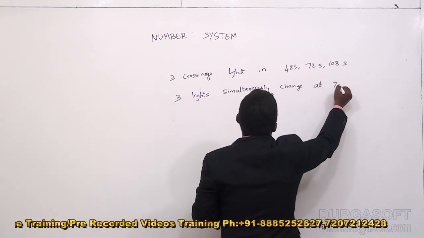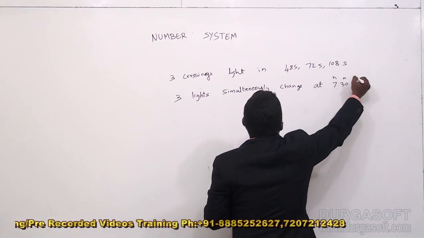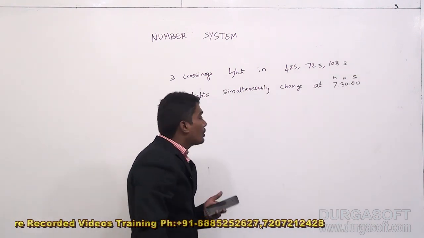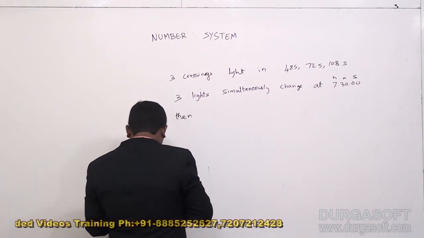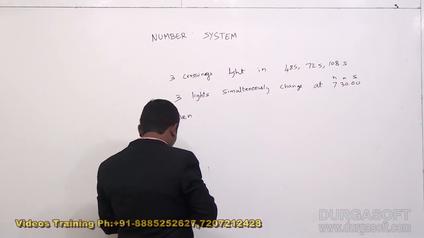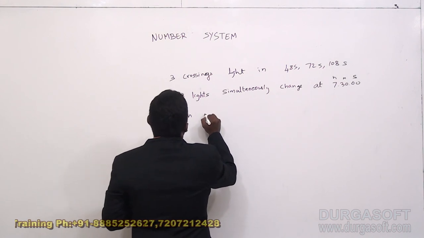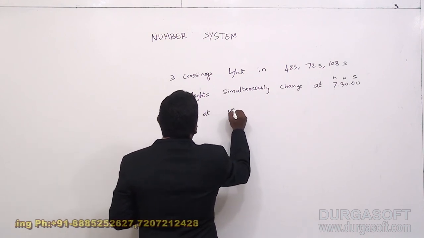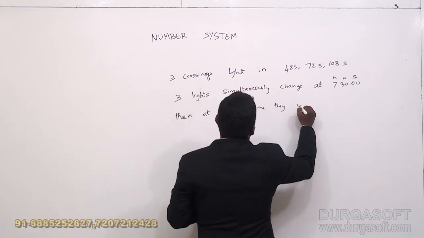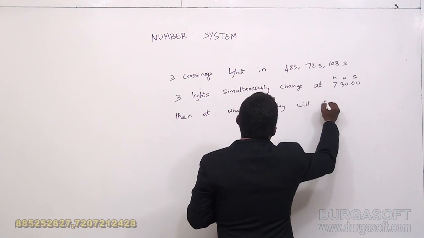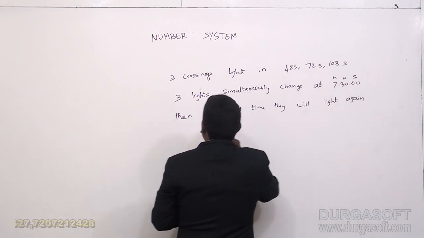at 7:30, so 7 hours 30 minutes and 0 seconds, exactly 7:30, then at what time will they change again simultaneously?